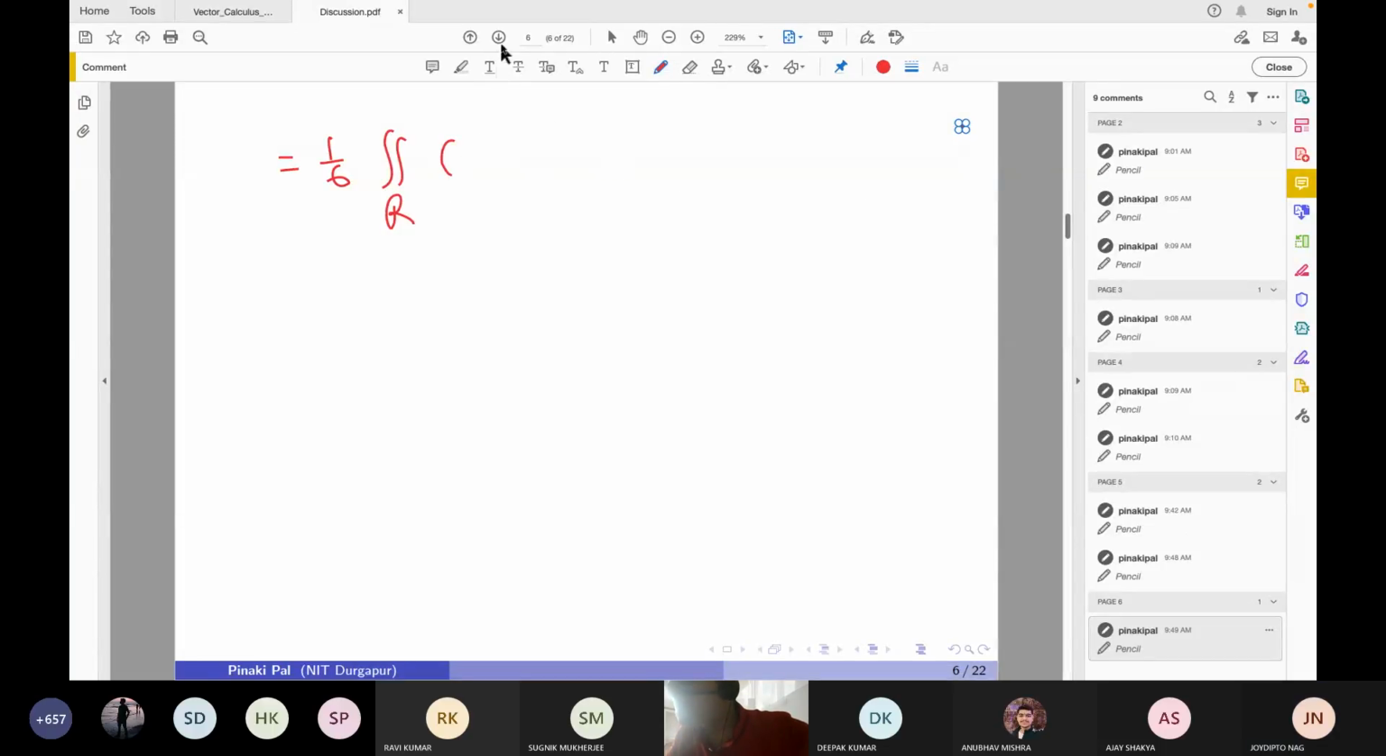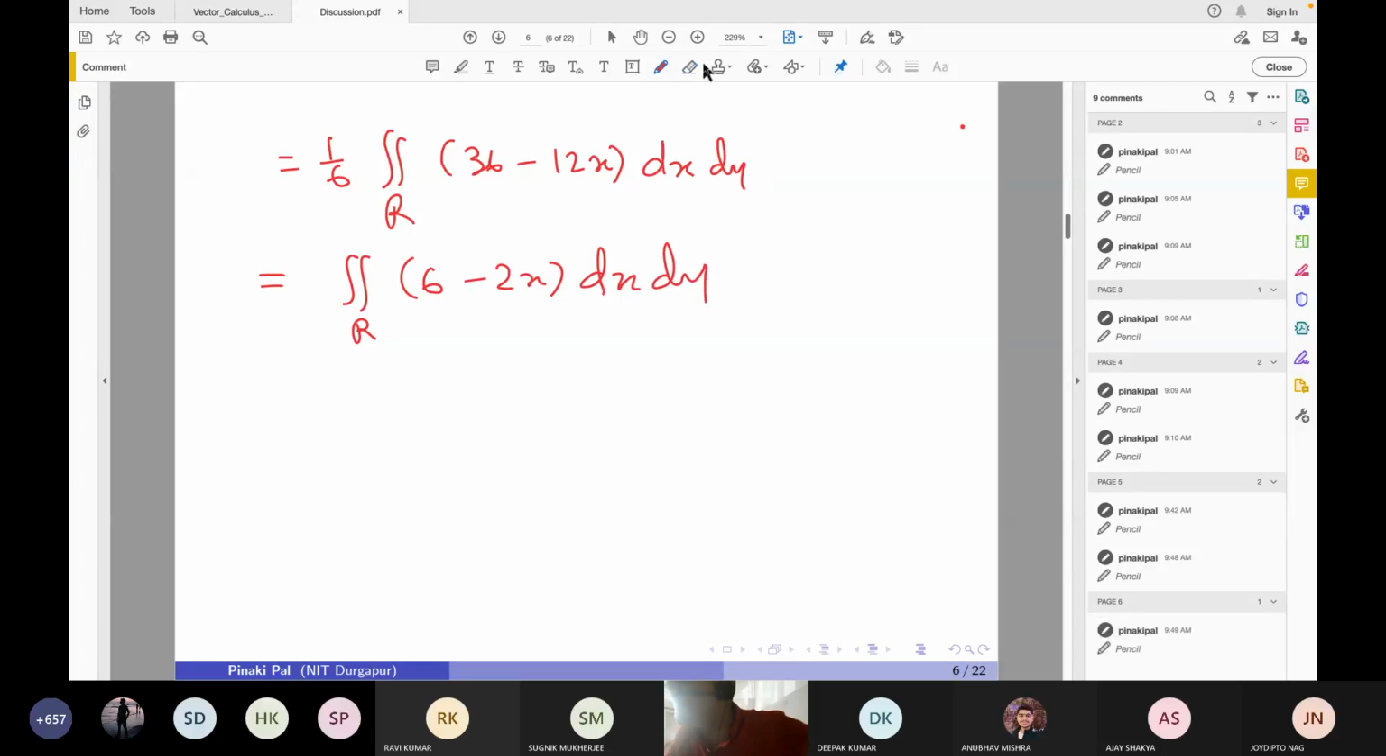This is how much? 6 minus 2x, sir. That's 6 minus 12, minus 2x, 12x, and this is dx dy. This is my 6 double integration, and we can take 6 common. 6 minus 2x dx dy. Now once again, let me draw the region R on the xy plane, which is the projection.